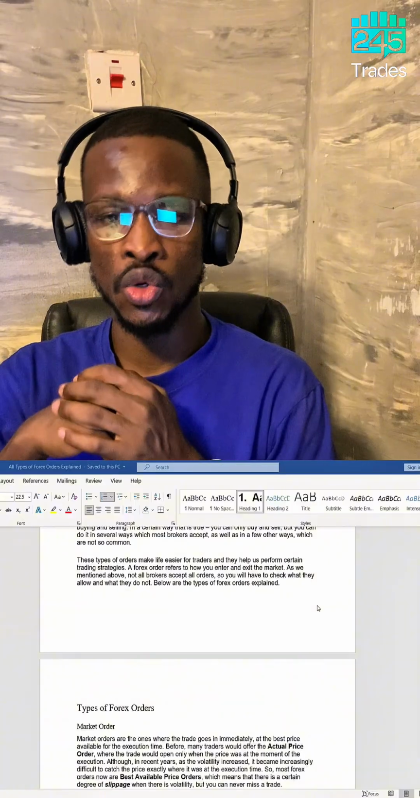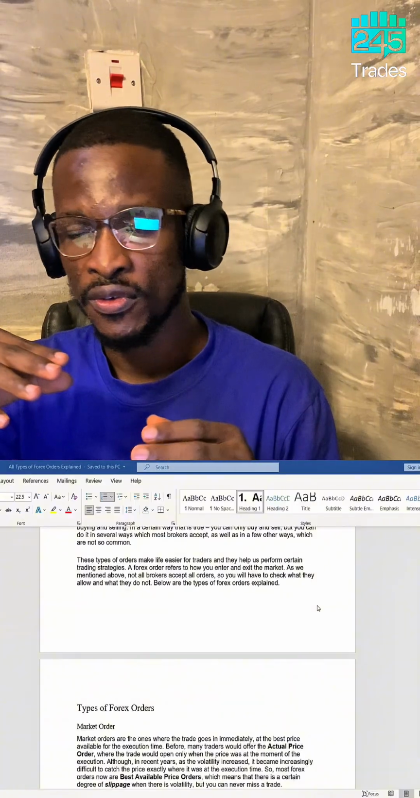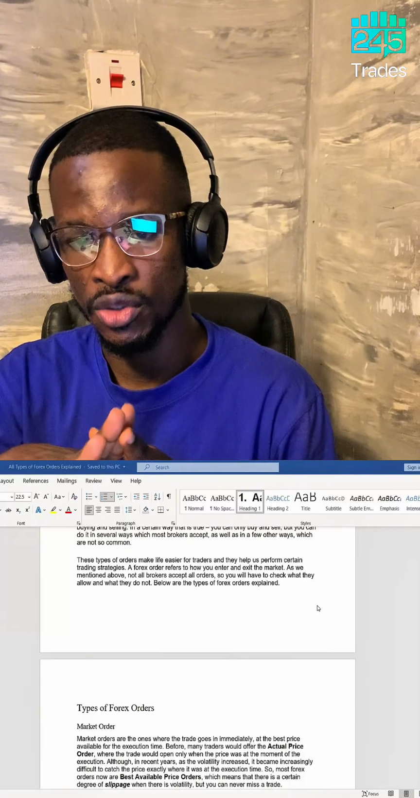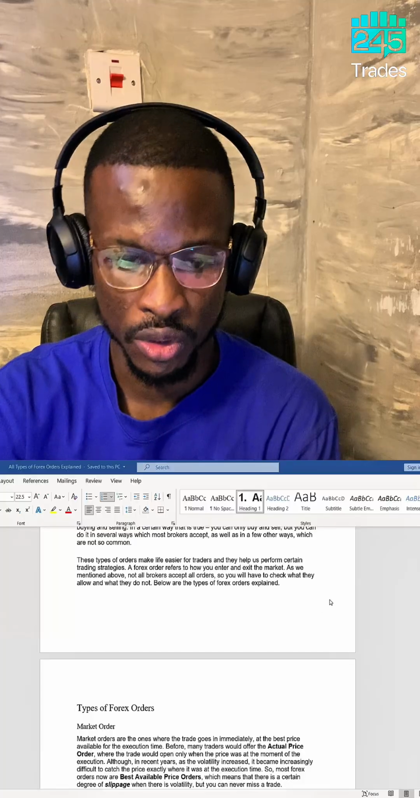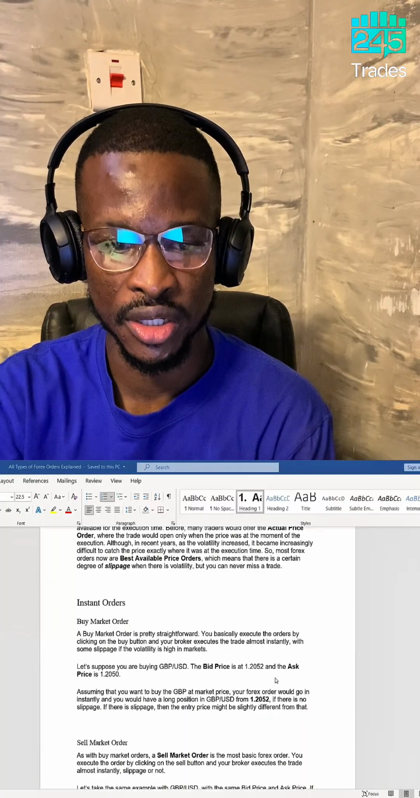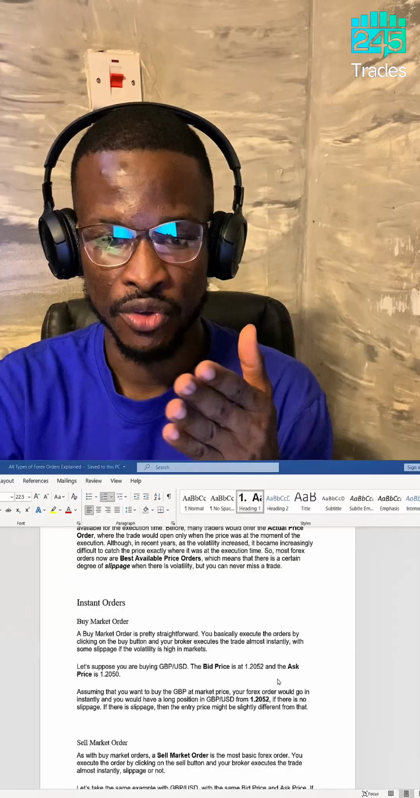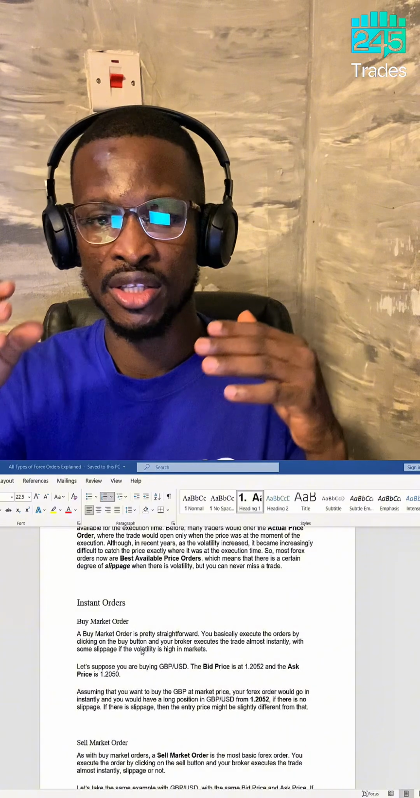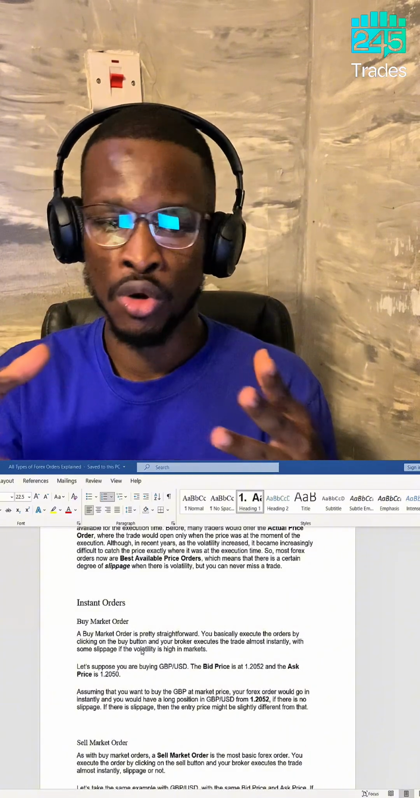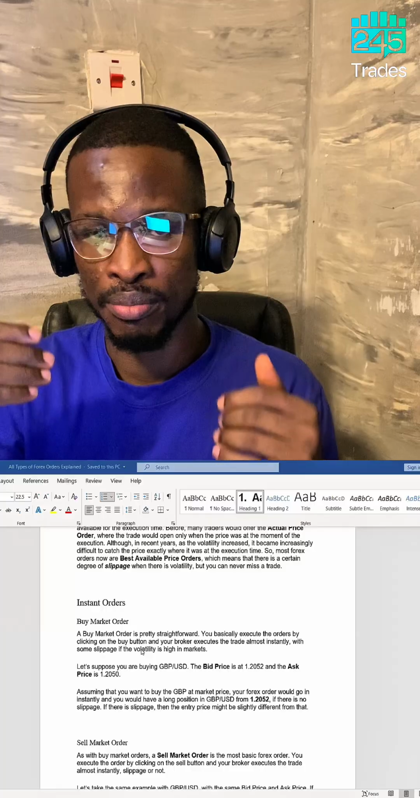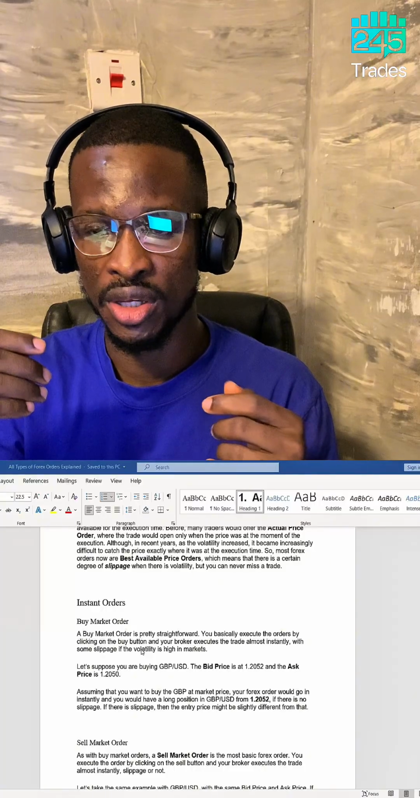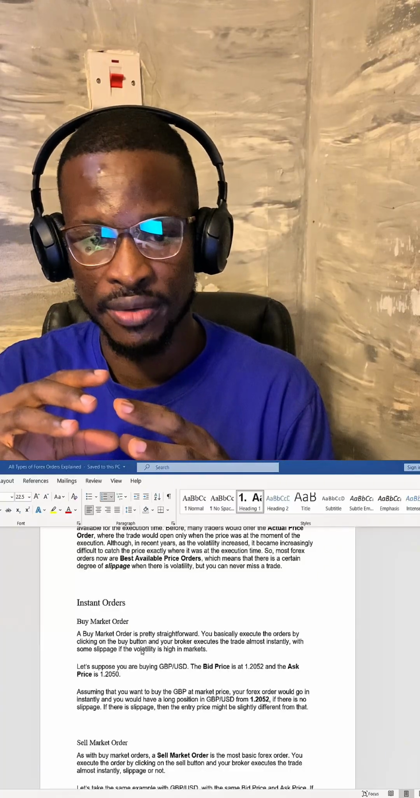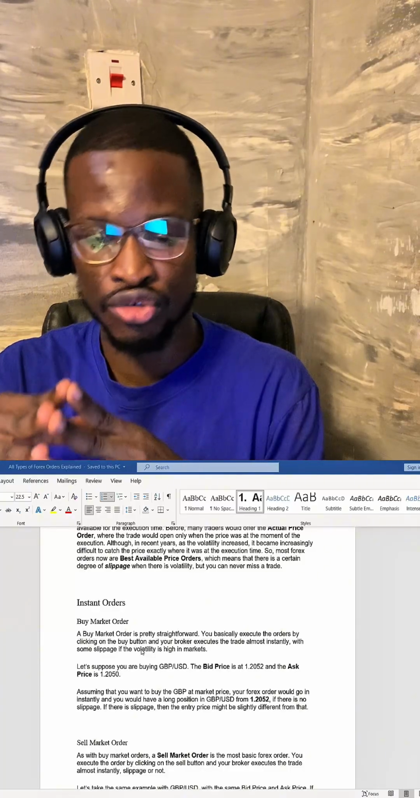In the instant market order, we have the buy market order and we have the sell market order. Did you get that? We have what? The buy market order and the sell market order. If you can see the screen, the buy market order is actually straightforward. It's more of you just clicking the buy button either on your MetaTrader 5 or your broker, depending on where you're trading the currency pair that you want to take trades on.